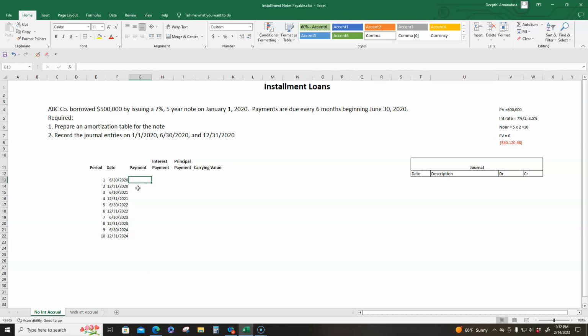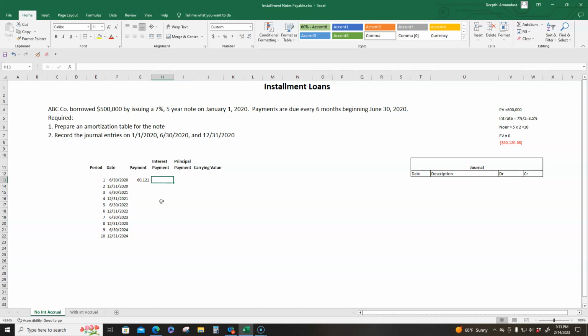And the amount of the payment is $60,120.68. I'm going to put it in decimals, however, it is going to be rounded up or rounded down to the nearest decimal. Now let's look at the interest payment. The interest is going to be 3.5%, because remember this is only for 6 months. It's going to be 3.5% of the amount of our carrying value.